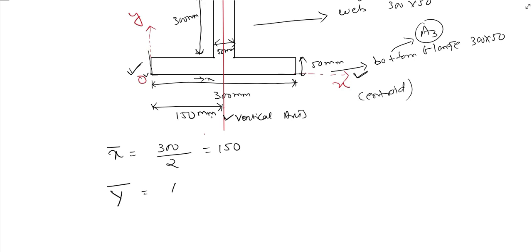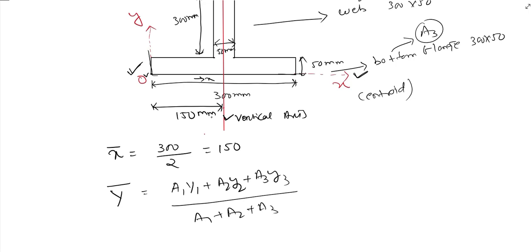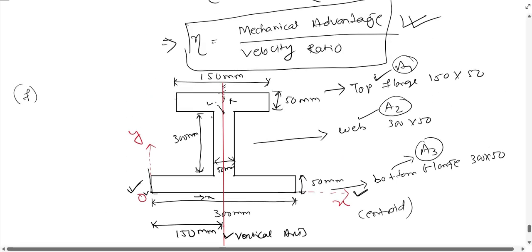So y bar calculate करने के लिए हमको क्या calculate करना पड़ेगा? इंडिविजुअल सेक्शन का एरिया, इंडिविजुअल सेक्शन का सेंट्रोइड. So y bar formula is a1 y1 plus a2 y2 plus a3 y3 by a1 plus a2 plus a3. So see, ये टॉप फ्लैंज है, let this is our area 1, this web let be our area 2, and this bottom flange be our area 3.